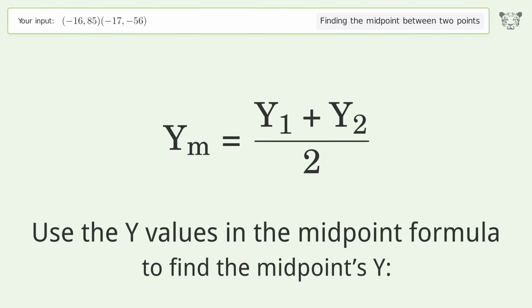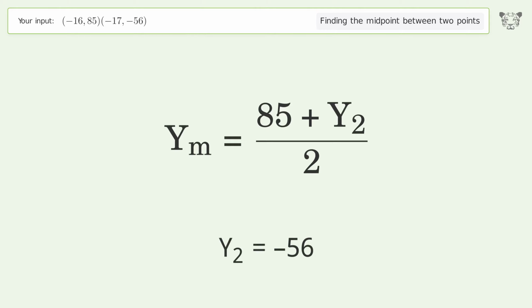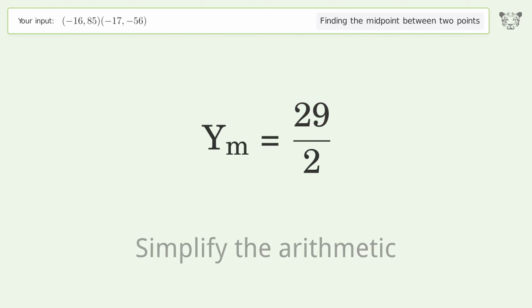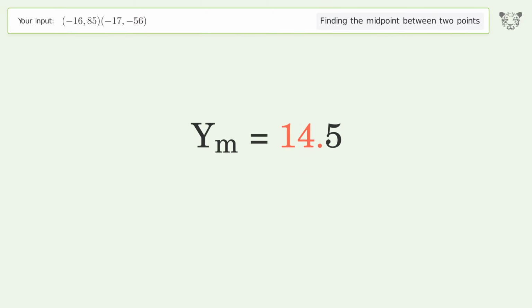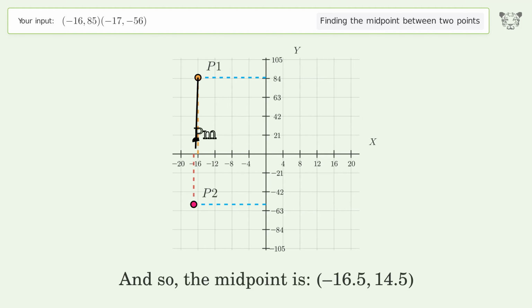Use the y values in the midpoint formula to find the midpoints y. y1 equals 85. y2 equals negative 56. Simplify the arithmetic. And so, the midpoint is negative 16.5, 14.5.